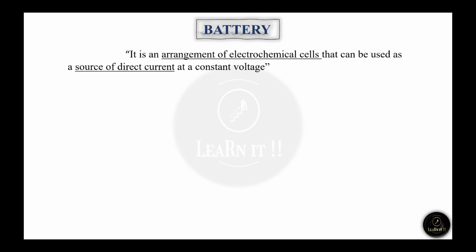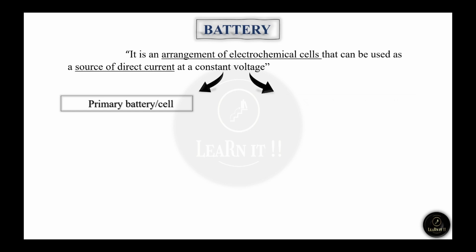In our daily life, we already come across two types of batteries. The first one includes the battery which can be used once and thrown. So such type of batteries are called as primary battery or cell. And second type of batteries includes we reuse it by charging. So such type of batteries are called as secondary battery.